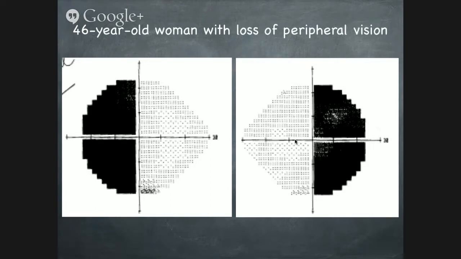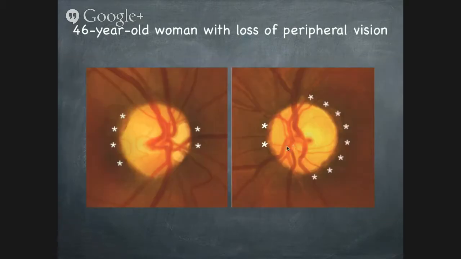So a 46-year-old woman with loss of peripheral vision. Here are her absolutely textbook, severe, complete bitemporal field defects, right? How could it possibly be that? But here we are. I'll make several points about it.